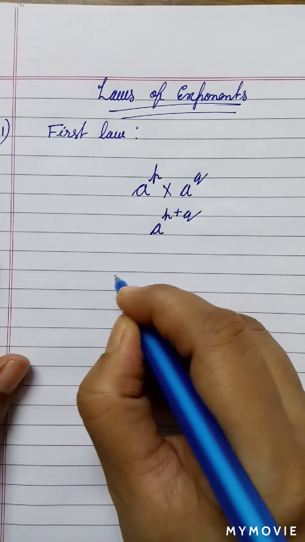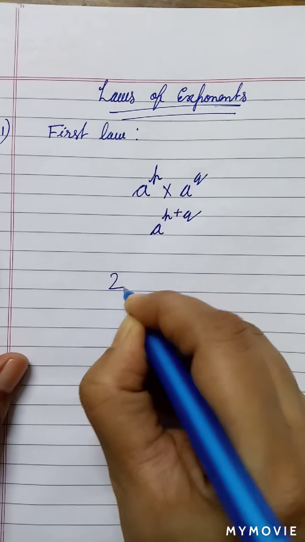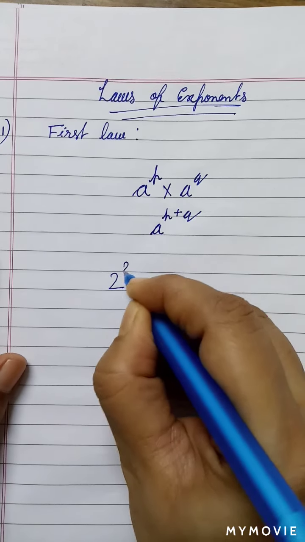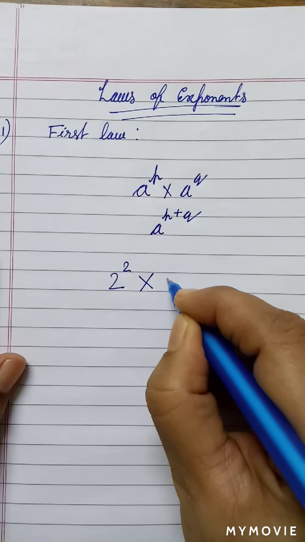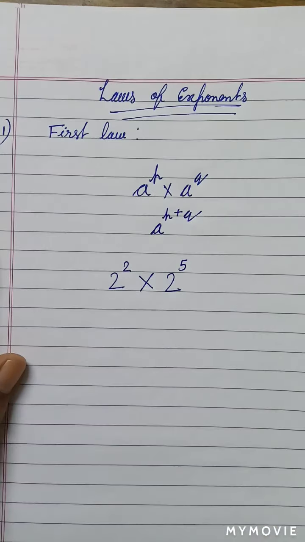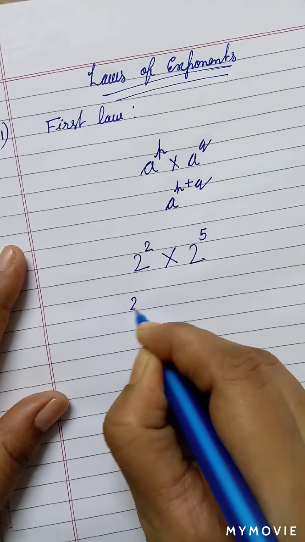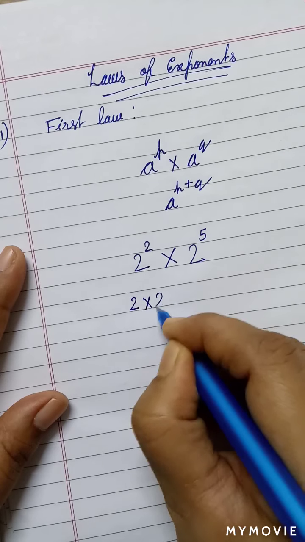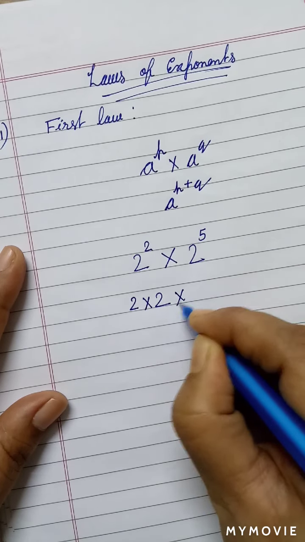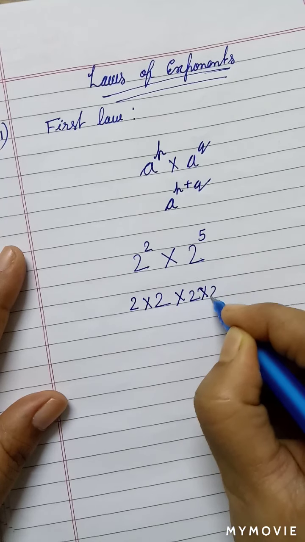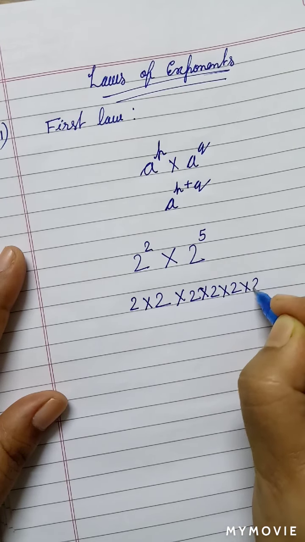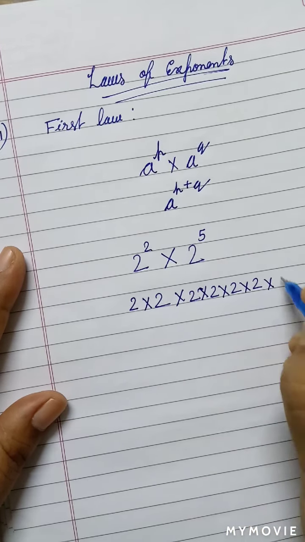Let's say we have 2 raised to the power 2. Let's multiply it with 2 raised to the power 5. Now, what we normally do is this. We will write 2 raised to the power 2 like this, and we will write 2 raised to the power 5 like this. So this is 2 raised to the power 2 and this is 2 raised to the power 5.